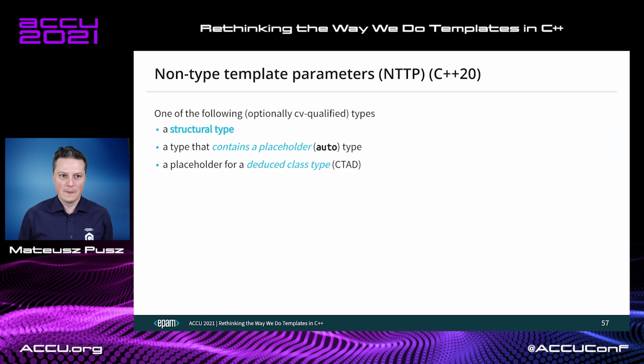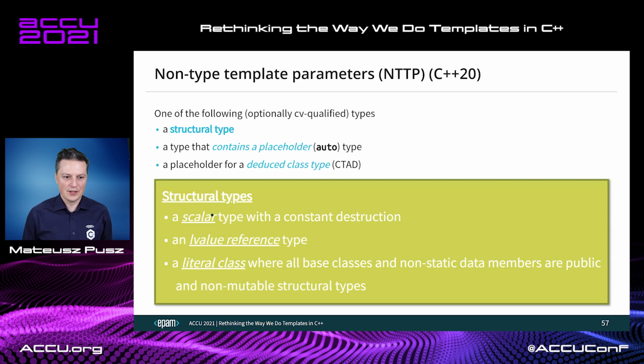However, in C++20, non-type template parameters were hugely extended. Right now, the definition says that a non-type template parameter is either a structural type, placeholder auto, or basically CTAD, so class template argument deduction type, placeholder here. And what does structural type mean? Structural type is a scalar, an lvalue reference, or a literal class, where all base classes and non-static data members are also structural types.